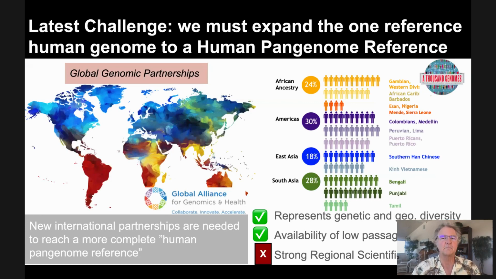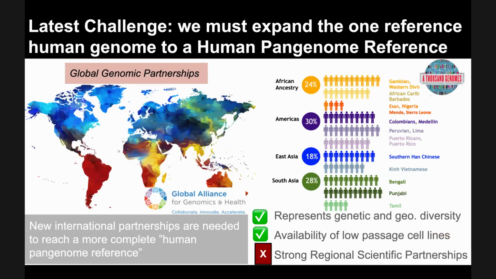And finally, when we extend the human genome from one reference genome to a set of reference genomes that represent all of the ethnic diversity in the world, the Human Pangenome Reference, as the NIH has now embarked on as a project, we have to do better than the 1,000 Genomes Project. The 1,000 Genomes Project was great in that it represented genetic and geographic diversity, had availability of the resources, not just for the genomes, but low passage cell lines, but it didn't have strong enough regional scientific partnerships.